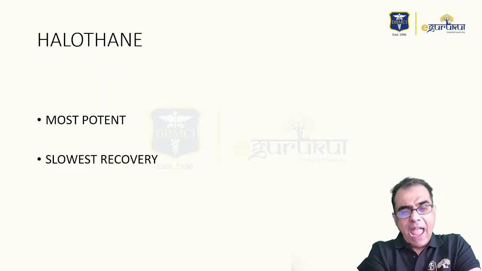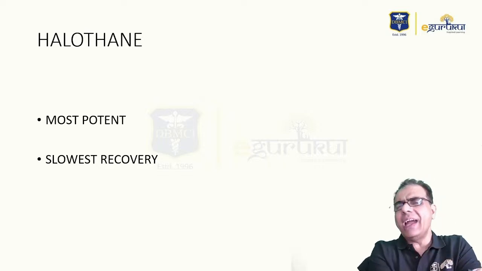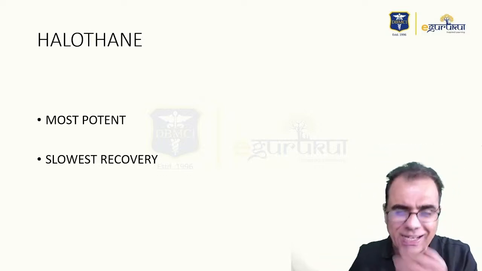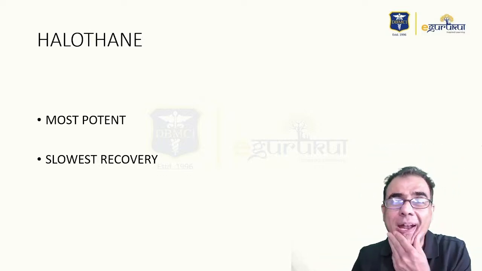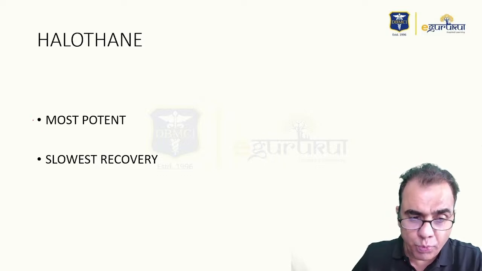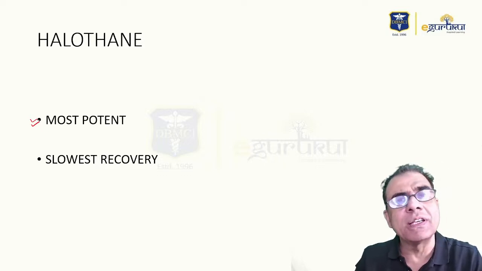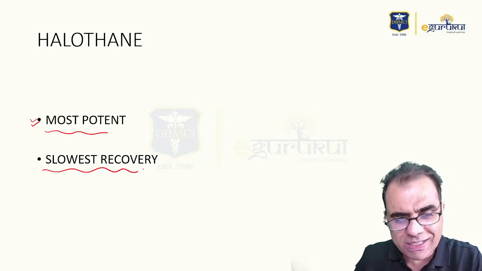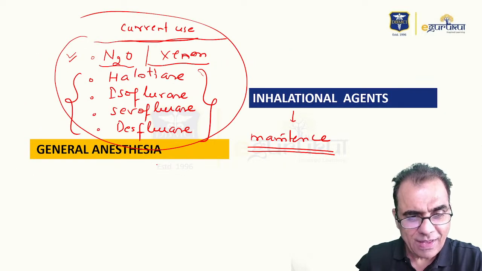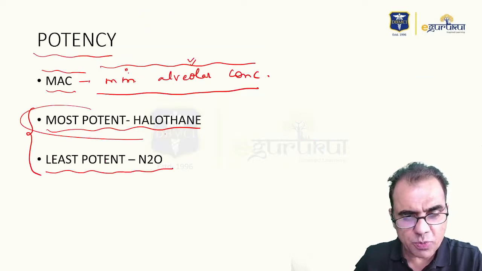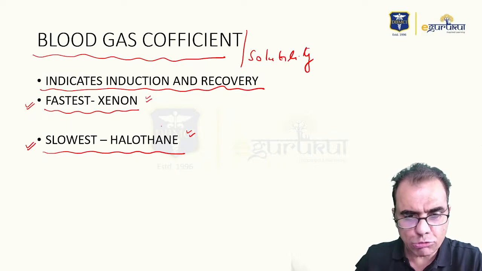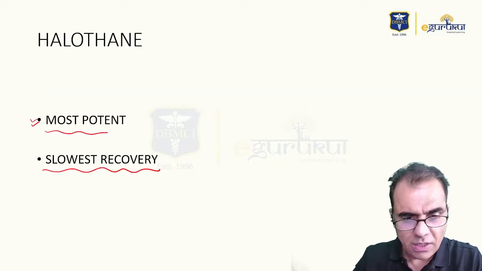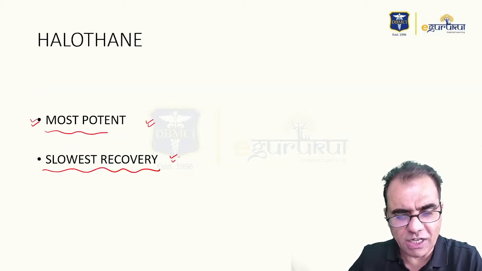Halothane. Nowadays halothane is still used in India. In Western countries it is not used or almost obsolete, but in India it is still commonly used because it is comparatively cheaper. The anesthetic properties we have already discussed. Halothane is the most potent and has the slowest induction and slowest recovery.